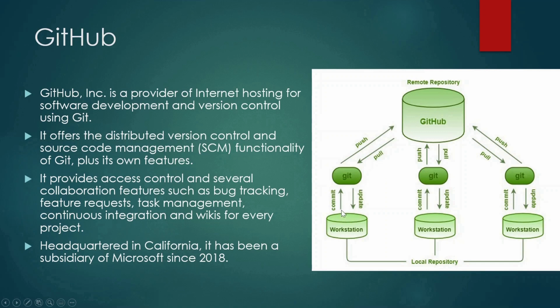This is your laptop or a desktop. You commit, you push the code to the central repository, or after like 10 days there are some changes in the code, you just pull it through Git and update your workstation. So that's the basic idea of how GitHub works.